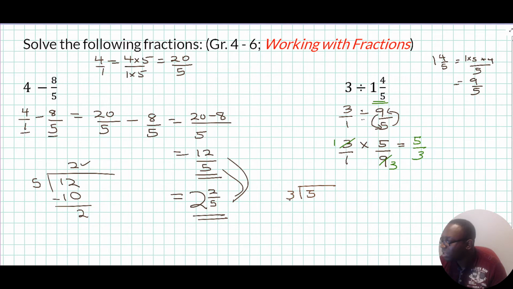5 over 3. So we have one group of 3 in 5. 5 divided by 3, you have 1 time. 1 multiplied by 3, I have 3. Subtract, I have 2. So this is going to be the same as 1 and 2 over 3. Any questions on this? Okay, so let's go down here.